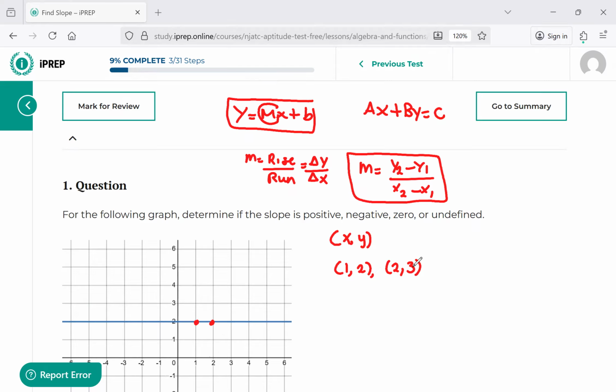Okay, so we picked two points already. All we've got to do is use this formula. So what is my y2, y1, x2, x1? This is why we label this carefully. I'm going to label this x1, y1, x2, y2, so you don't get confused. My y2 is going to be 3 minus my y1, which is 2, and my x2 is 2 minus my x1, which is 1. So 3 minus 2 is 1, and 2 minus 1 is 1.